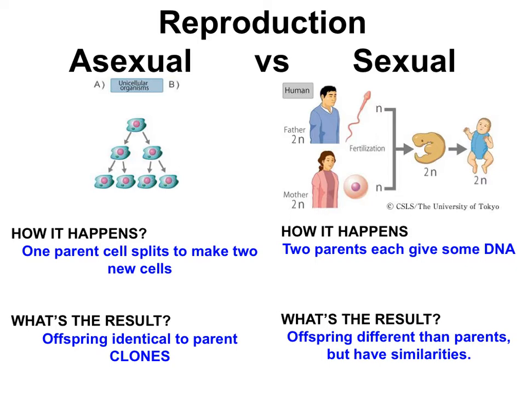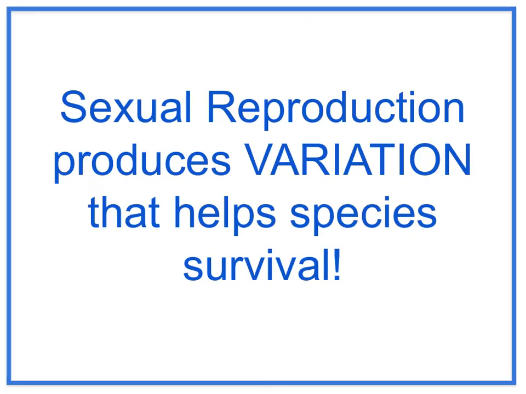Sexual reproduction is just a process where it takes DNA contributions from two individuals, a mom and a dad, to make an offspring. The cool thing about this is that the offspring is a mixture between the mom and the dad. So two parents each give some DNA, and the offspring is different than each parent, but still similar to each parent in some ways. Just like you don't look exactly like your mom or your dad, but you look like a combination of traits between the two. And that's the huge advantage to sexual reproduction.